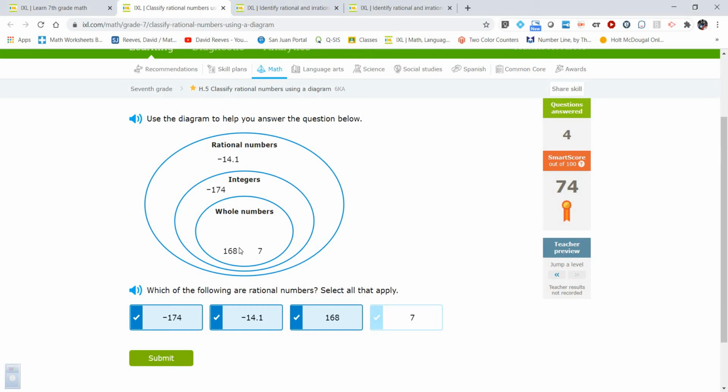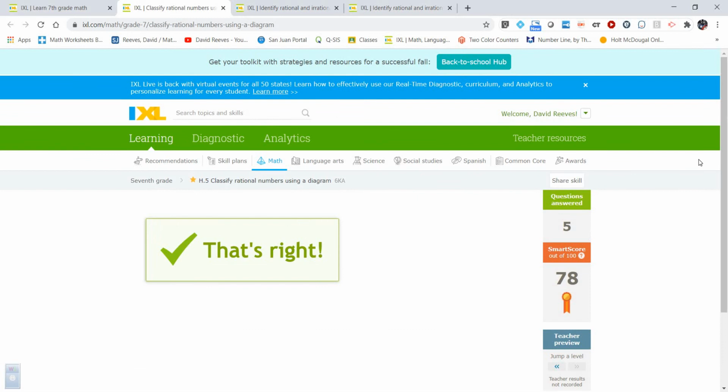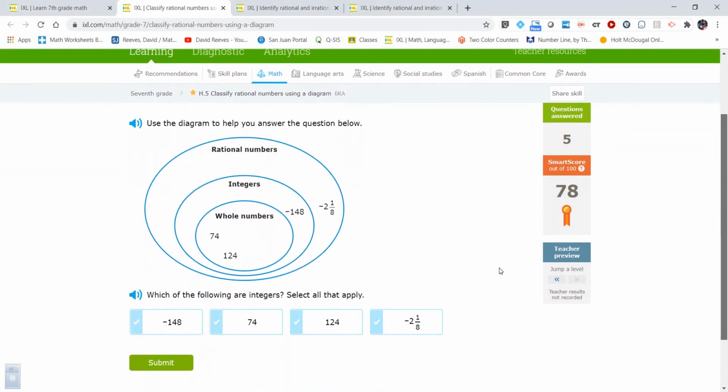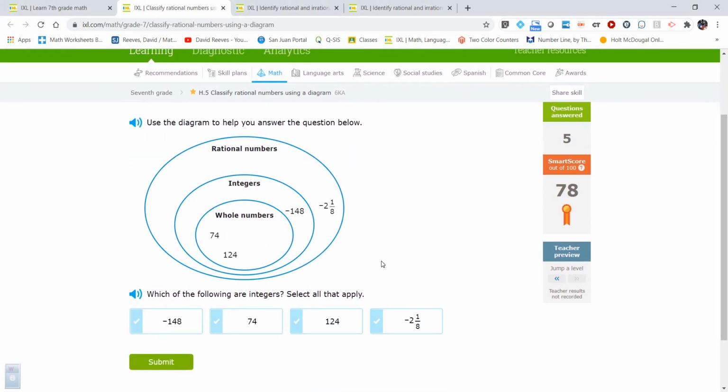168, that's a whole number. It's also an integer. It's also a rational number. And same with 7. 7 is a whole number, an integer, and a rational number. It's all of those. All right, which of the following are integers? Okay, 74 right here. Is 74 an integer? Yes, it's a whole number, so it's also an integer. Same thing with 124. Whole numbers are automatically integers.